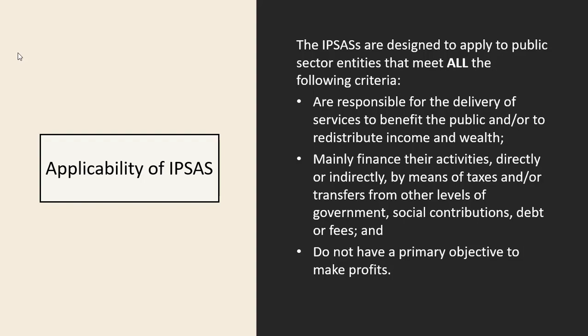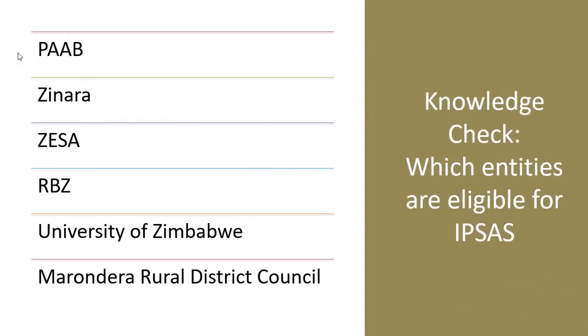Now, let's look at an example. I've got, just for a knowledge check, which entities would be eligible for IPSAS. So I have PAB, Public Accountants and Auditors Board, ZINARA, ZESA, RBZ, University of Zimbabwe, Marondera Rural District Council.